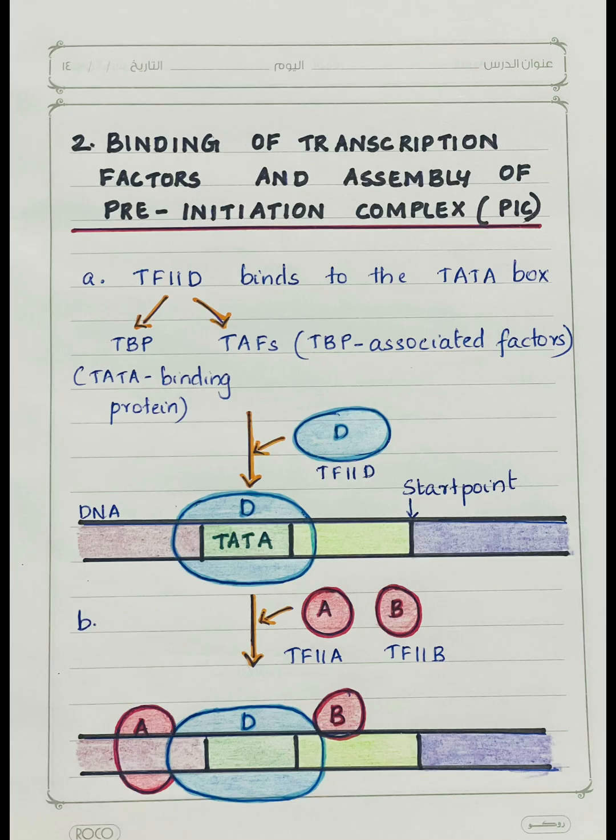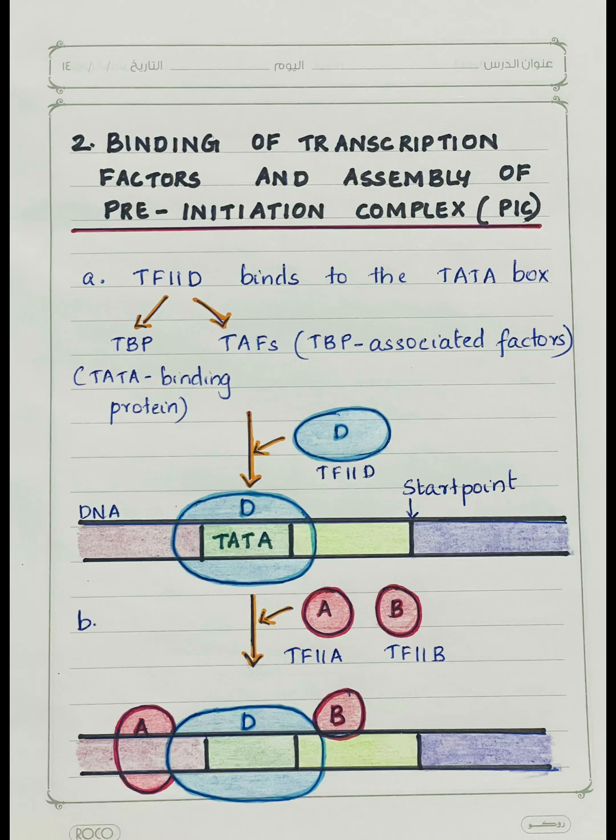Now let us look into the step-by-step formation of the pre-initiation complex. The first step is the binding of transcription factor IID to the TATA box. TFIID is a multi-subunit complex that includes TBP, TATA binding protein, and TAFs, TBP associated factors. TATA binding protein directly binds to the TATA box. TAF stabilizes the TBP DNA interaction.